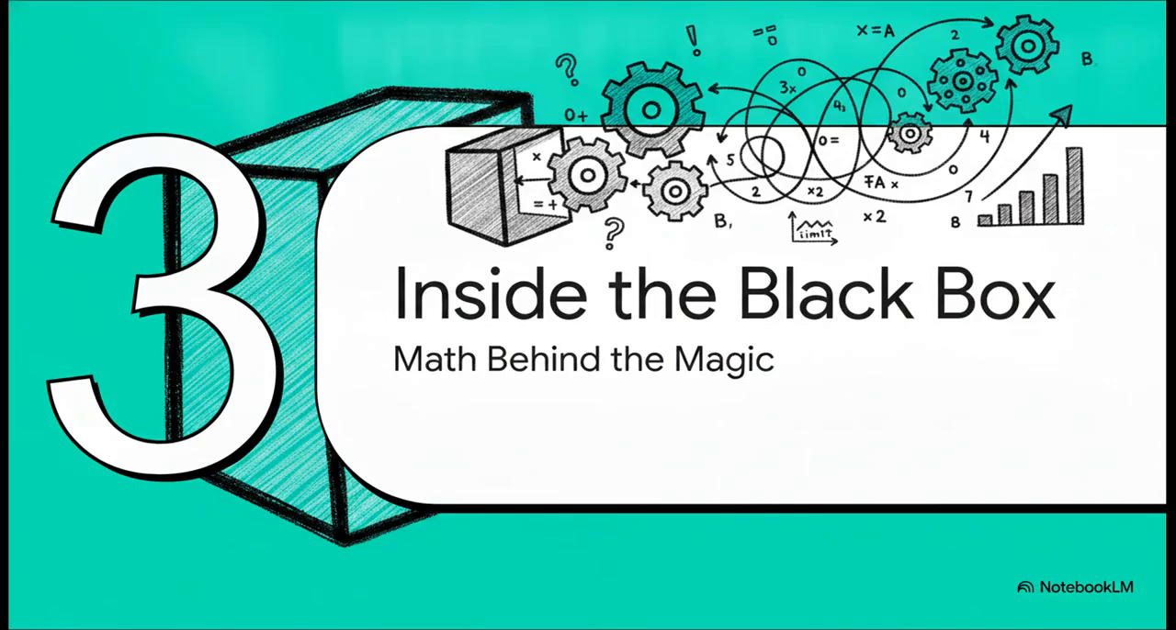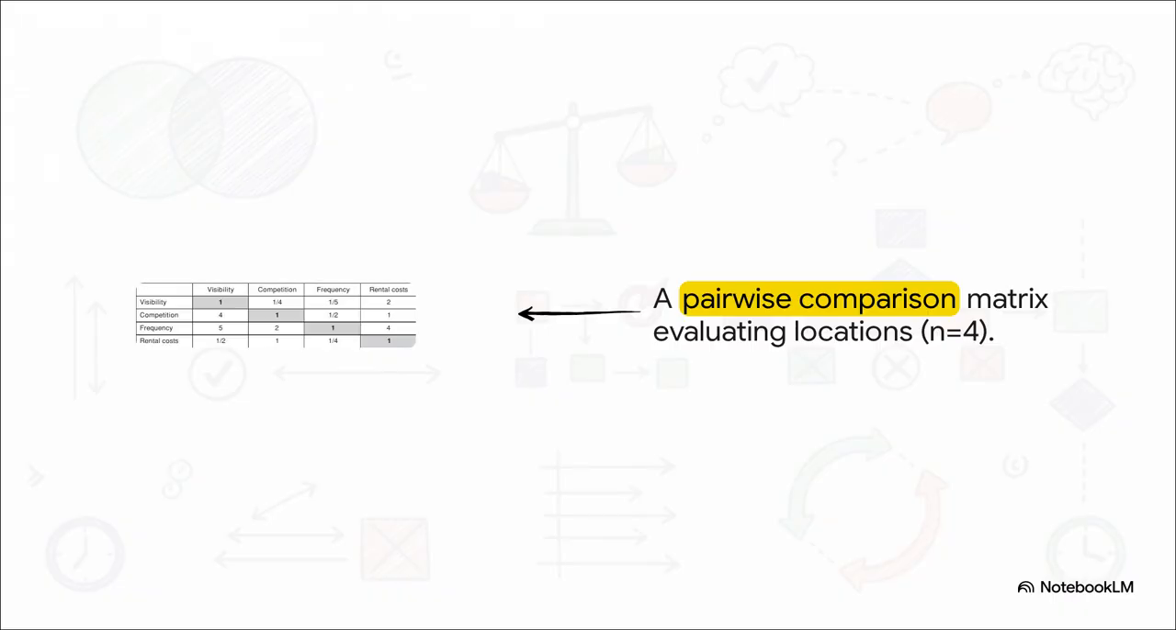Okay, Section 3, let's look inside the black box, the math behind the magic. So how is this 10% limit actually calculated behind the scenes? Well, take a look at this. It brilliantly illustrates what a real comparison matrix looks like in practice. Here, we're evaluating retail locations. We're comparing visibility, competition, frequency of foot traffic, and rental costs. And this gives us our very first crucial mathematical variable, n. Since we have 4 criteria we're looking at, our matrix size n simply equals 4.